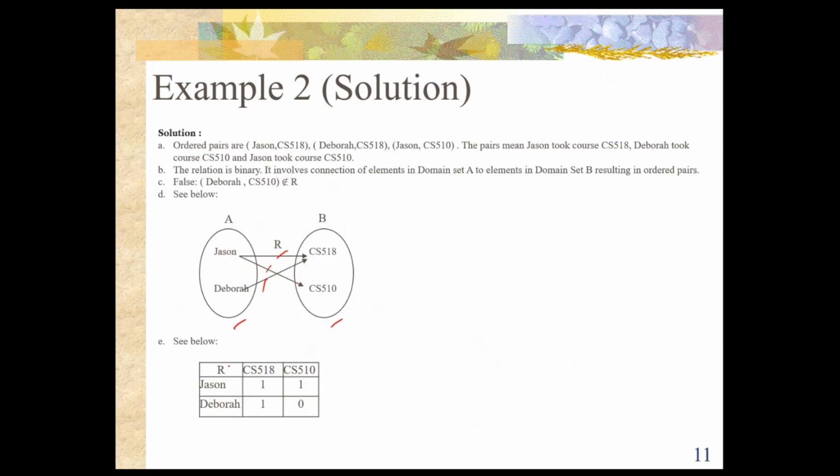Okay, so on the left hand side is the domain. We have 2 elements there, Jason and Deborah. And then in set B, we have 2 courses there, 518 and 510. And then the relationship R information is used to determine whether it's 1 or 0 in each cell.